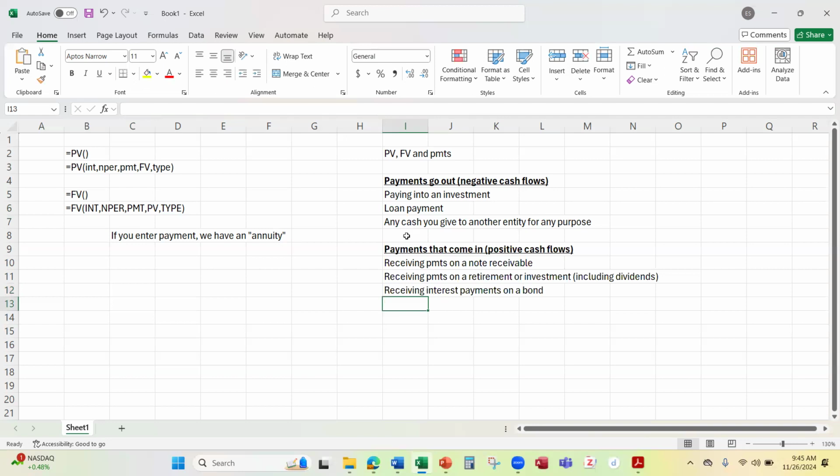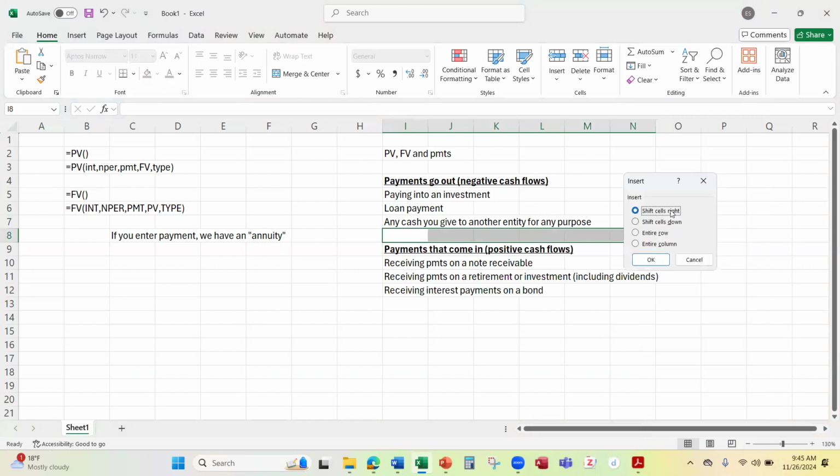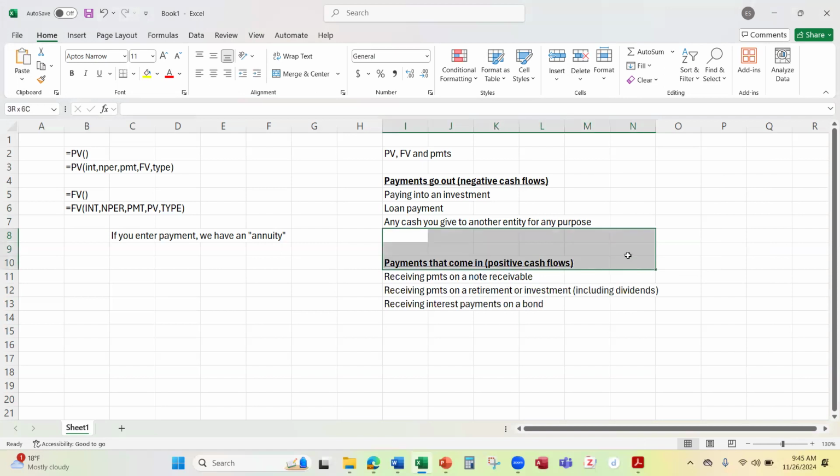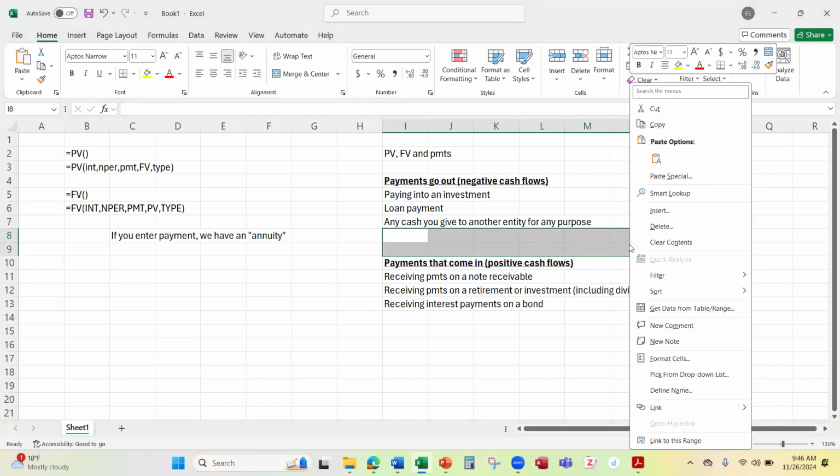So looking at this, I'm going to expand this and shift this down a couple more, or another one here. So we've got a little more room if we come up with more examples here.